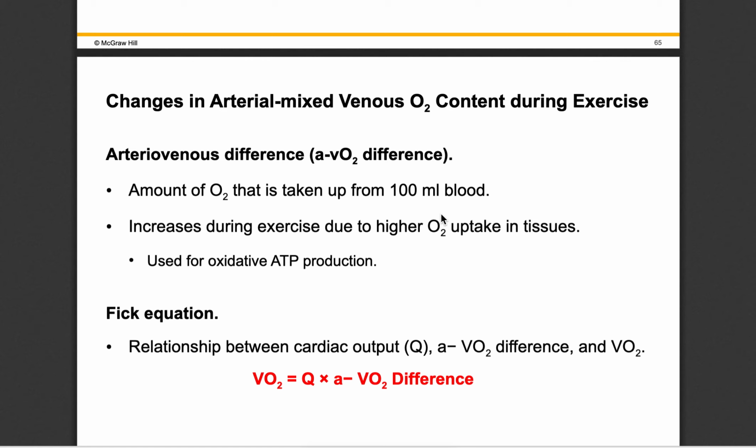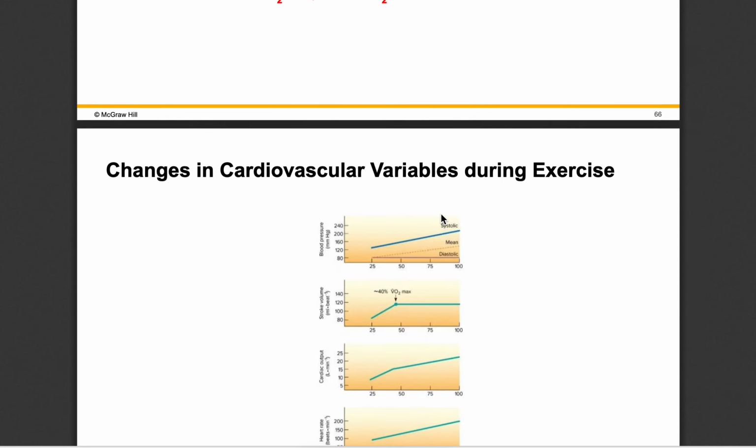And the equation is cardiac output, which, remember, is defined as heart rate times stroke volume, times our AVO2 difference. The more oxygen our tissues can uptake and utilize, the more we're going to be able to utilize. And so we're going to see that full equation there, and again, all the different pieces that fall into that.